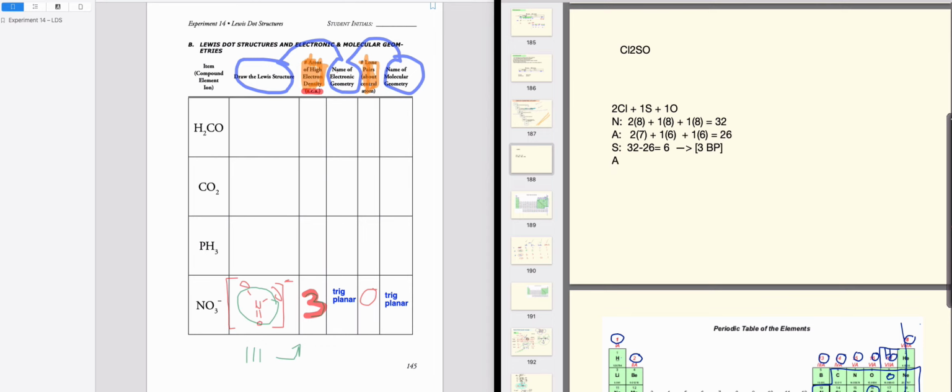Okay, and so how many were left over? Okay, I'm still going to have to do this. So 26 minus 6 is equal to 20. And so there I have 10 lone pairs. Okay, well, this isn't going to be exactly right, but we're going to go with this at any rate.